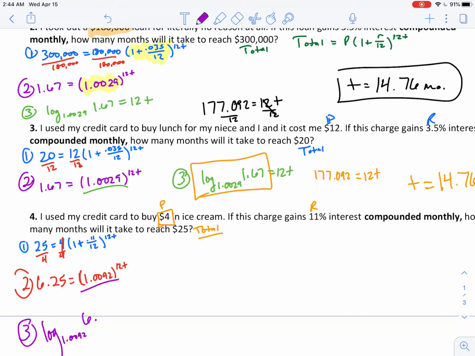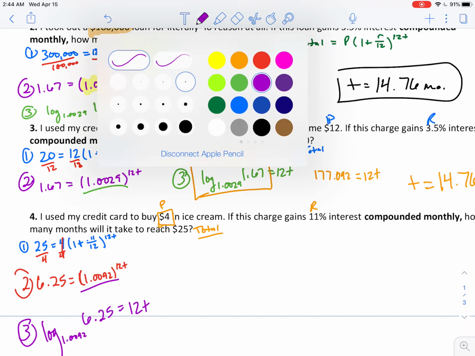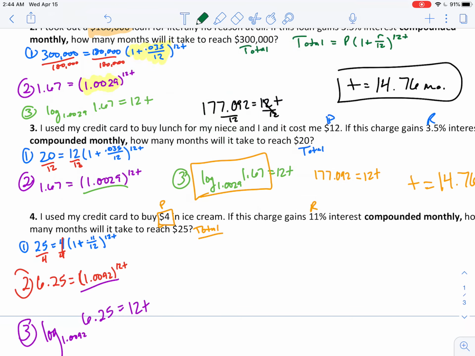All right, and let's take our next step here. We want to write this in logarithmic form. So step 3 is going to be log base. And what's the base of this exponent here? The base is 1.0092 of 6.25 equals 12t.